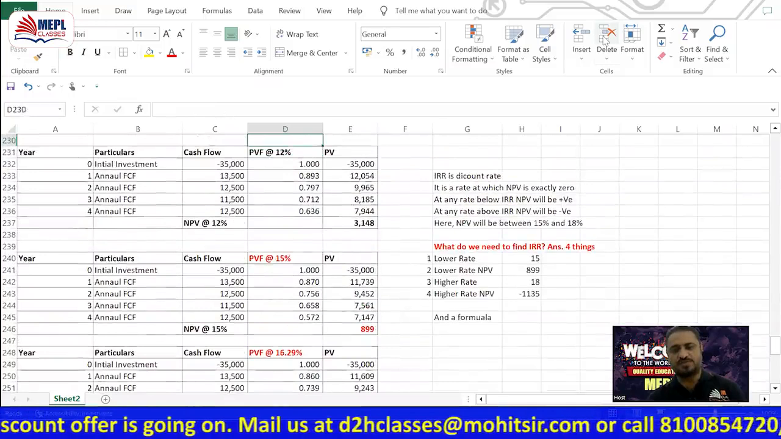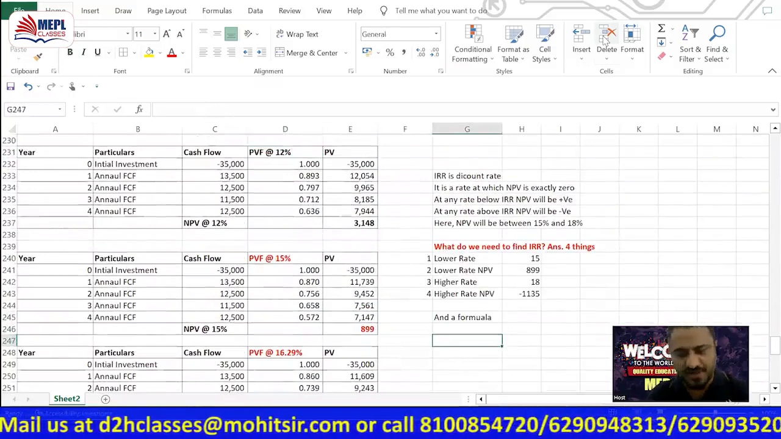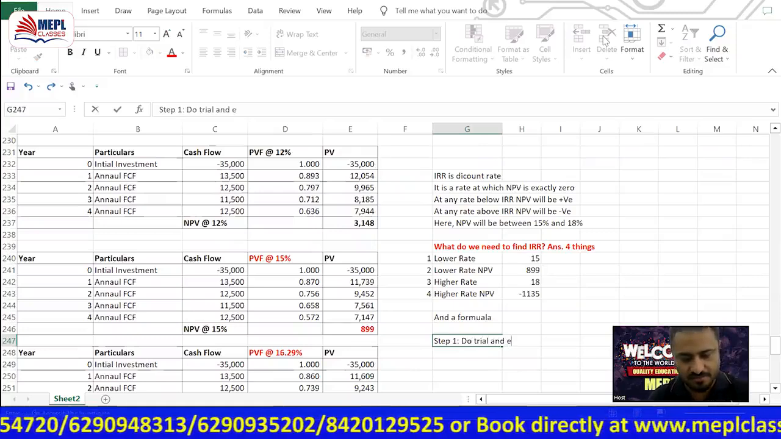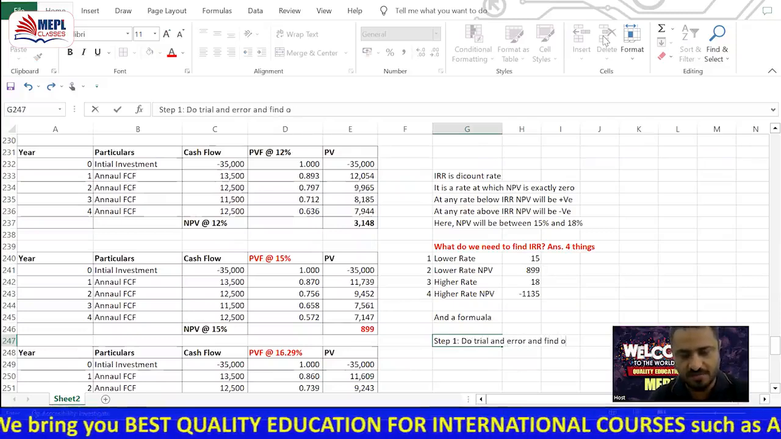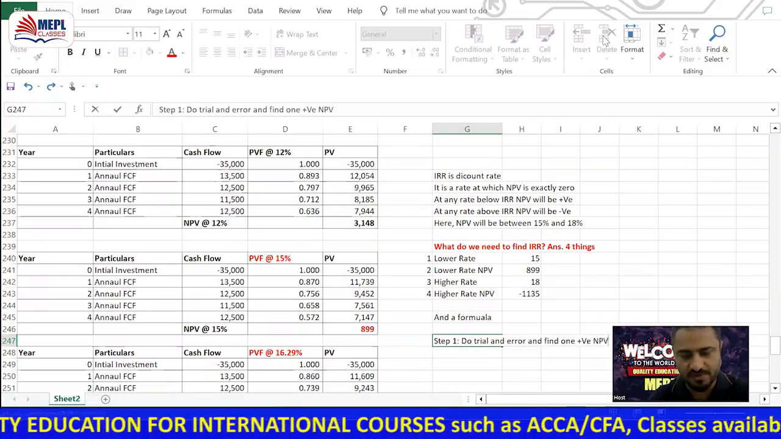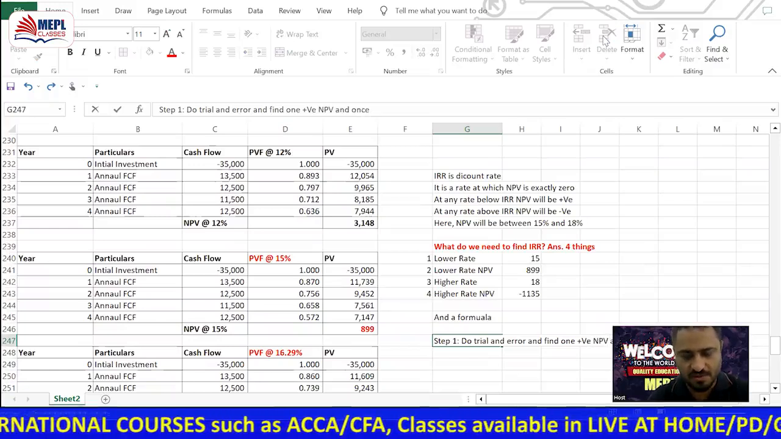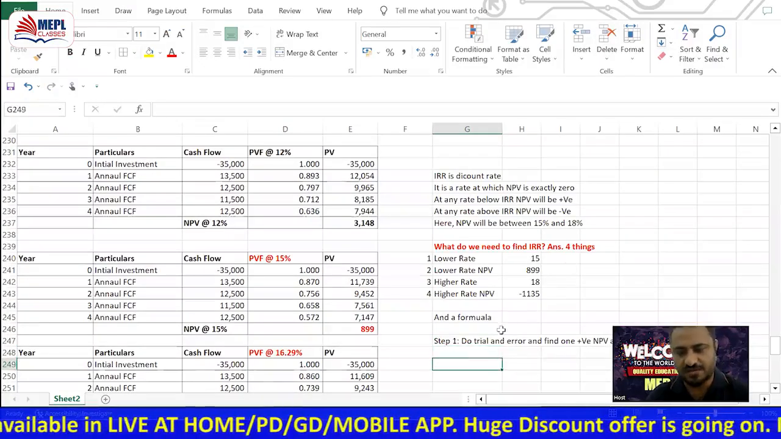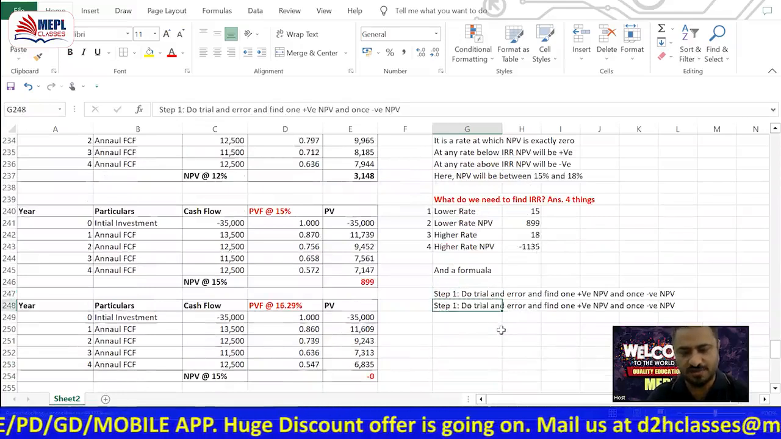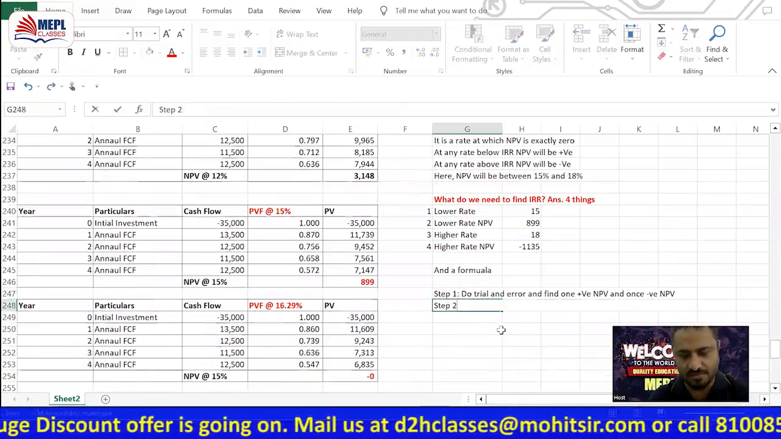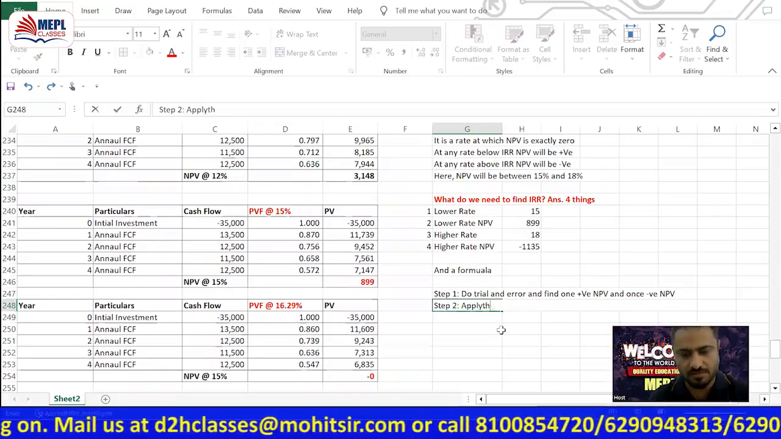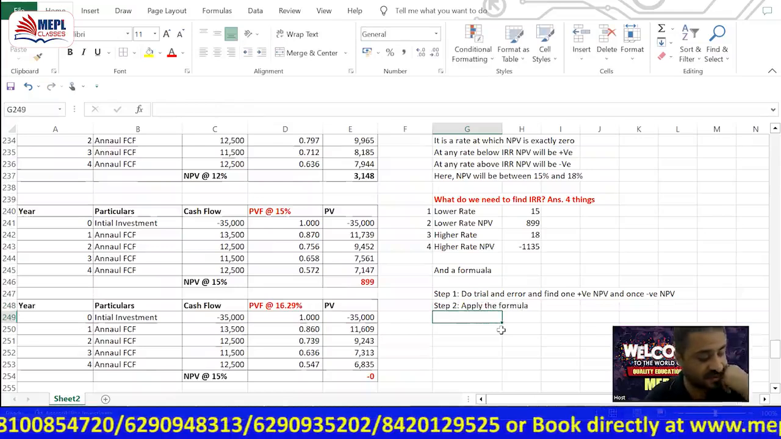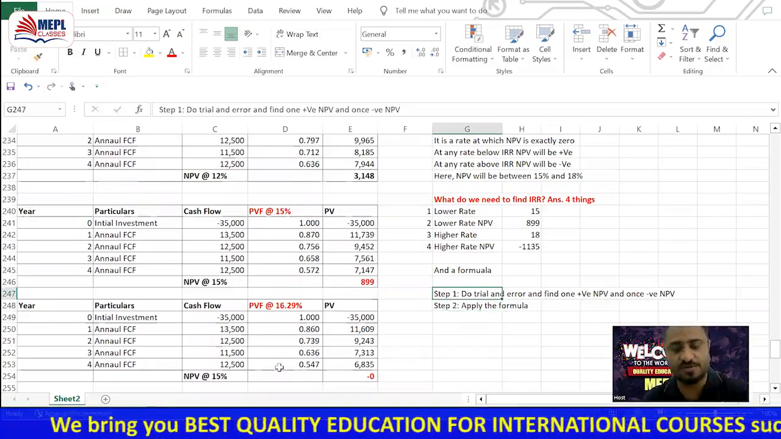So if a question comes in the exam, how to find the IRR? Step 1, do trial and error and find one positive NPV and one negative NPV. That's it. This is the first step. Do trial and error, find one positive NPV, find one negative NPV. Step 2, apply the formula. That's it. That is as easy as it is. Nothing difficult. Now we will solve the question from the textbook.